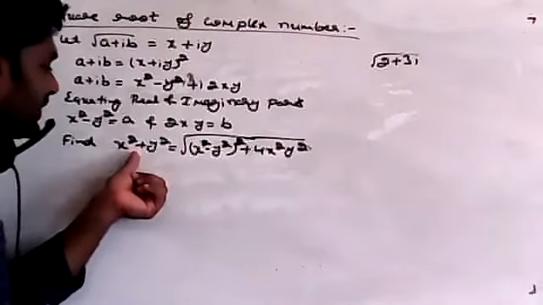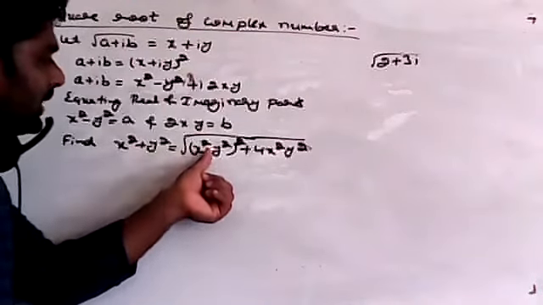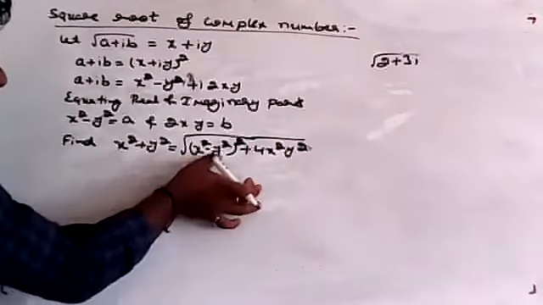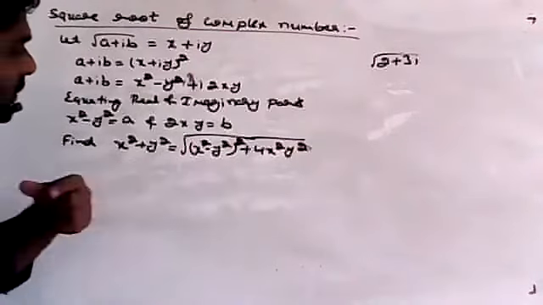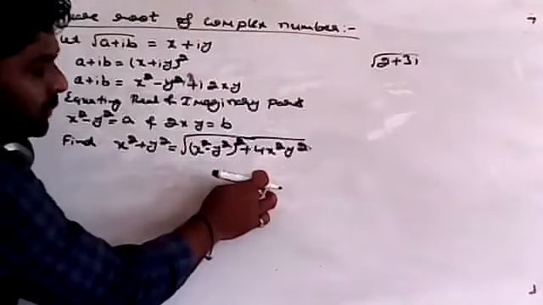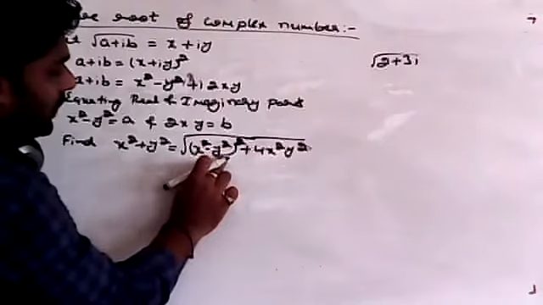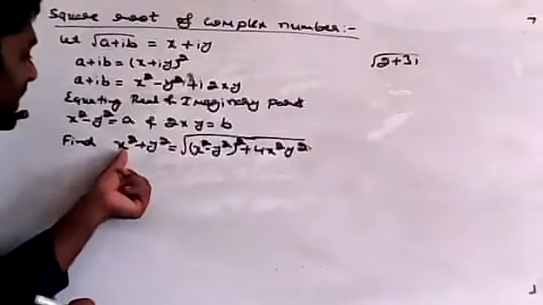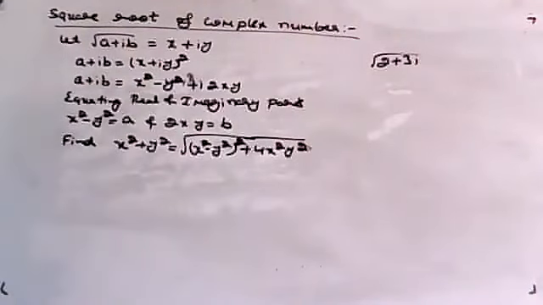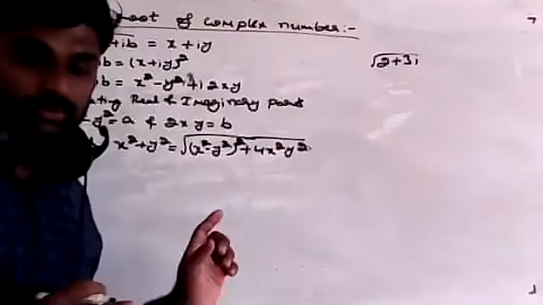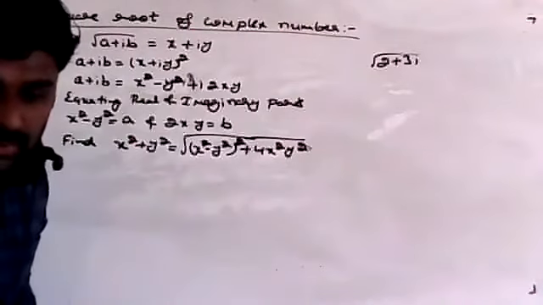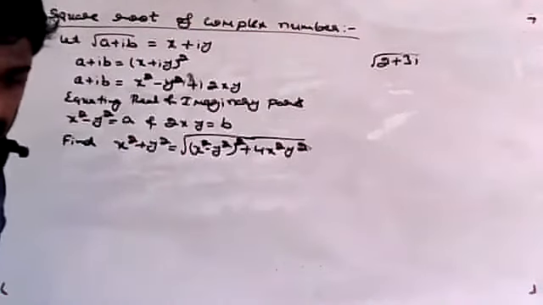So I'm rewriting x square plus y square as the square root of x square minus y square the whole square plus 4x square y square. If we expand this, what do we get? a minus b the whole square means a square plus b square minus 2ab, so minus 2x square y square, and plus 2x square y square, it is nothing but the same as x square plus y square only. Any doubt on this one? No. Okay. So shall I move on to the next one?